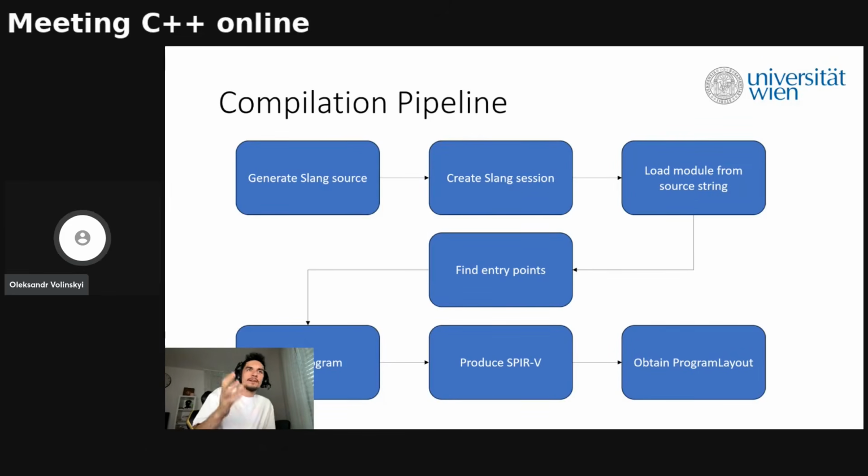Then the compiler finds the requested entry points, for example, the vertex shader entry point and the fragment shader entry point. After that, the program is linked, and the compiler then produces the SPIR-V output. So after the linking program part, we are getting the actual compiled shader. In my case, it's SPIR-V.